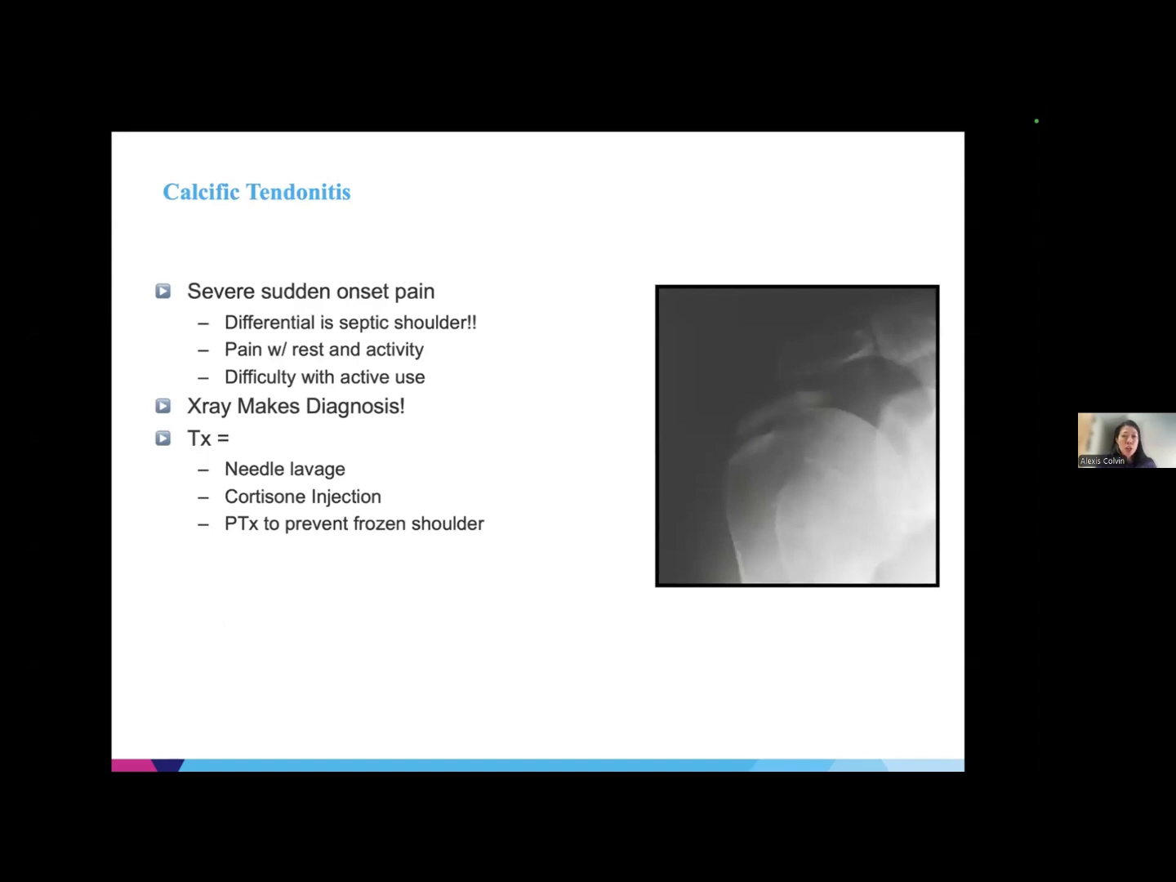This is probably the one cause that's not a tear that causes a lot of pain. And so once you see someone with calcific tendinitis come in, you will never forget it because they're in so much pain. And this is something that pretty much happens overnight.